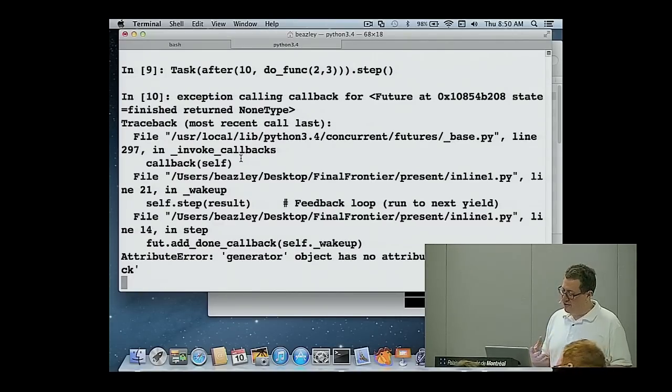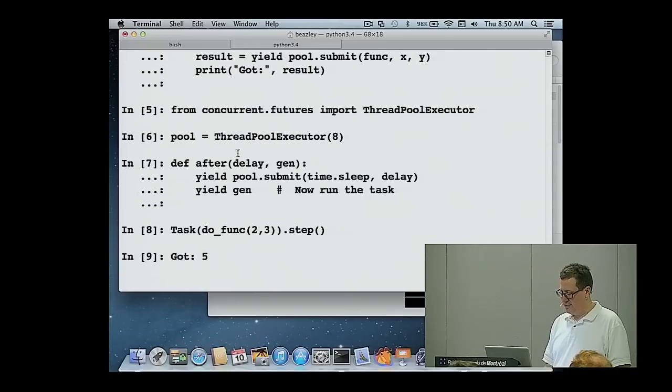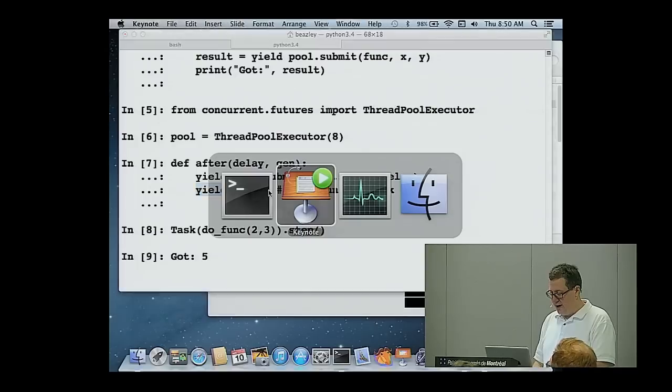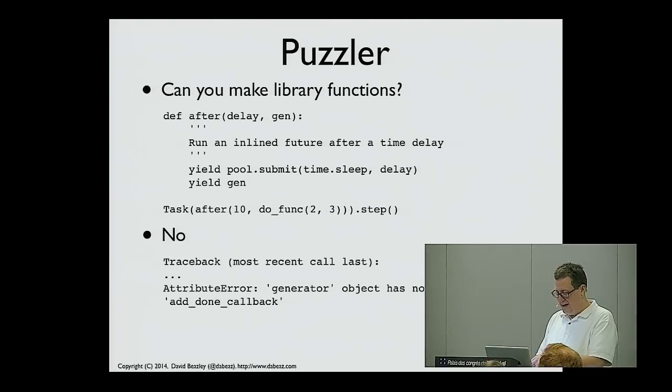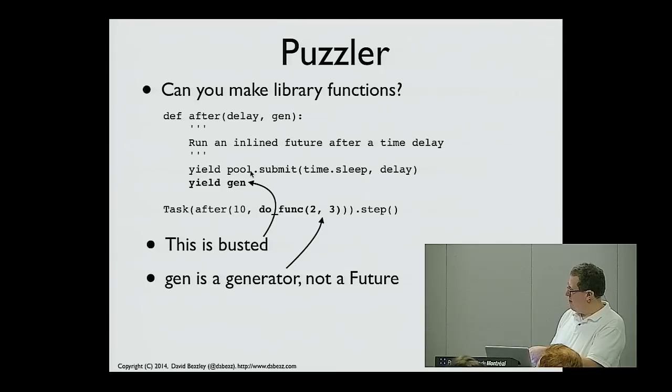will it work? Turns out that doesn't really work, and the reason it doesn't work is that this little bit of code here is sort of busted in a way. The reason that it's busted is that this whole task thing only works if a future comes back. It doesn't actually work here because that thing that is being produced is not actually a future. It's actually another generator of some kind. It's something else that's going on there.